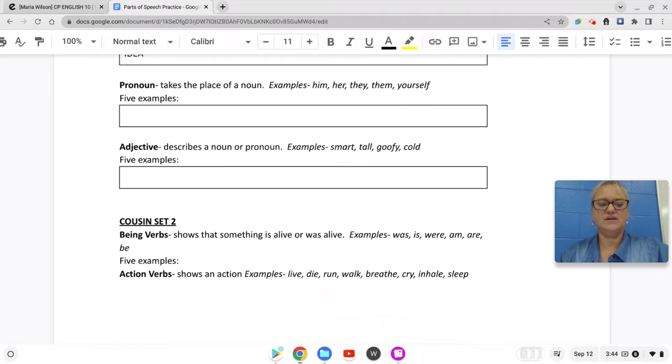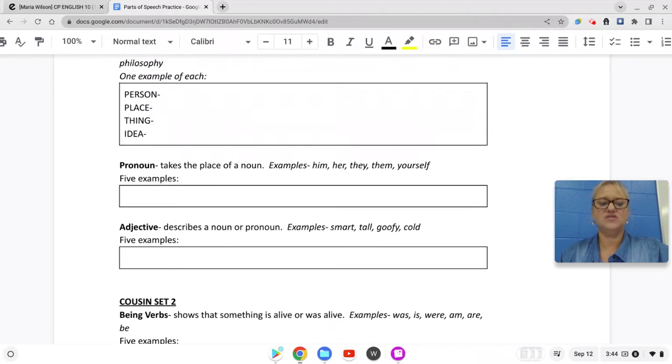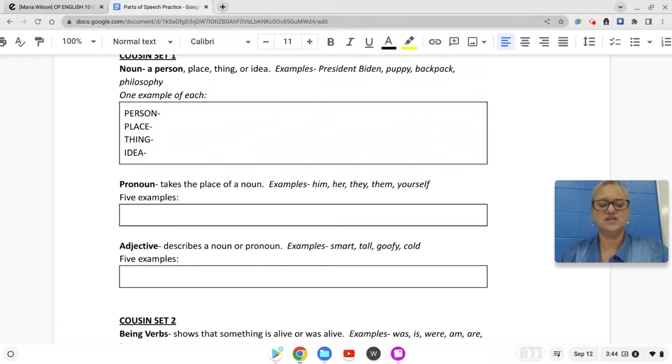Okay, and then finally, the last one in that first set is an adjective. An adjective describes a noun or a pronoun. So like small, tall, smart, goofy, cold.